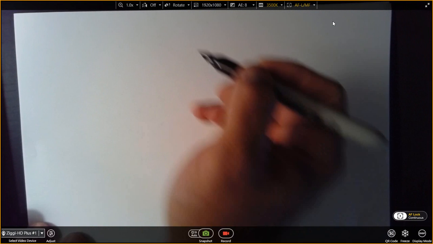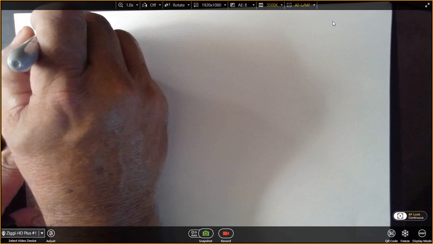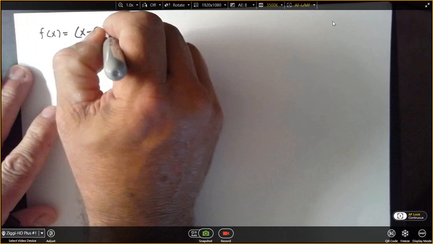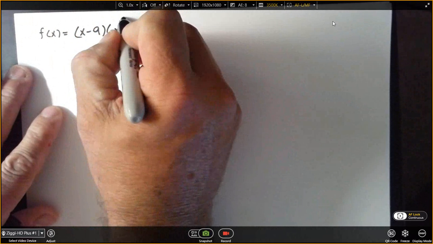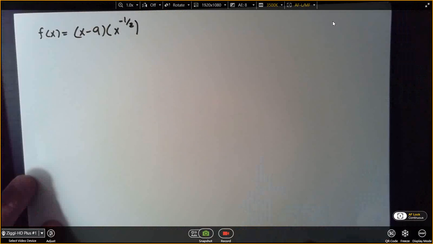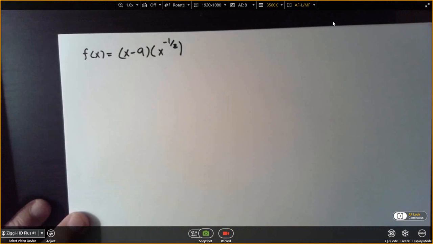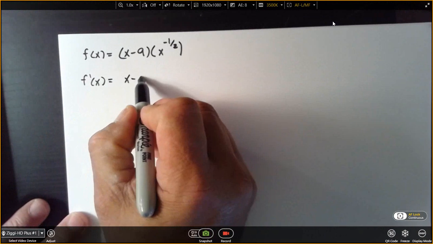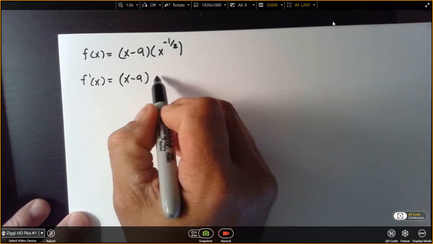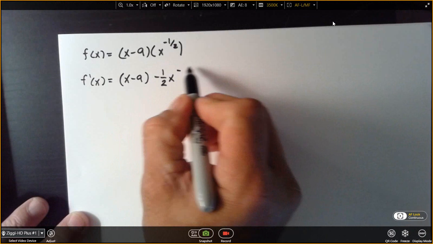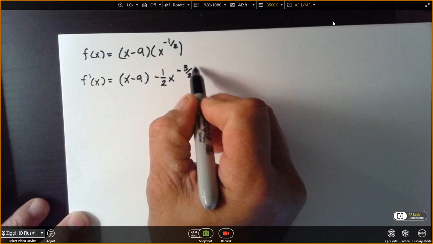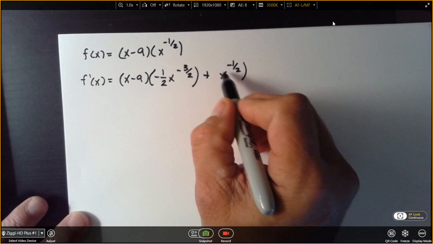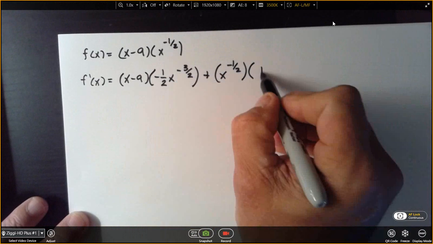So that's going to be f of x is equal to x minus 9 times x to the negative 1/2 power. Now we use the product rule. Product rule says first times the derivative of the second, so x minus 9 times the derivative of the second, which would be negative 1/2 x to the negative 3 halves, plus the second times the derivative of the first, and the derivative of x is 1.